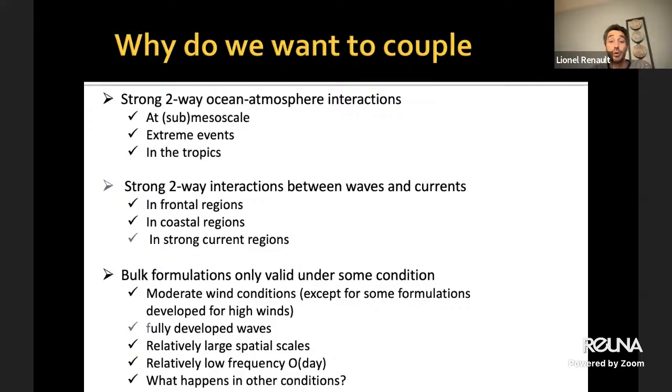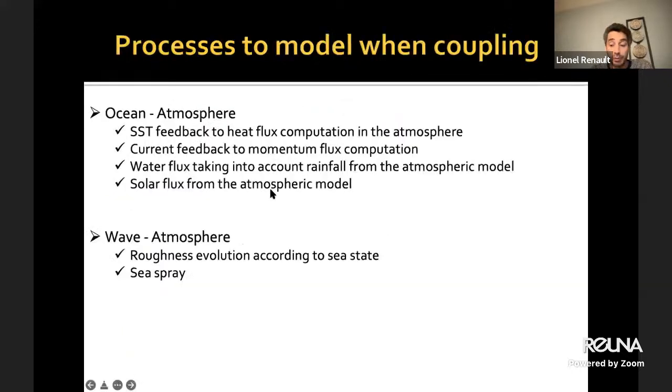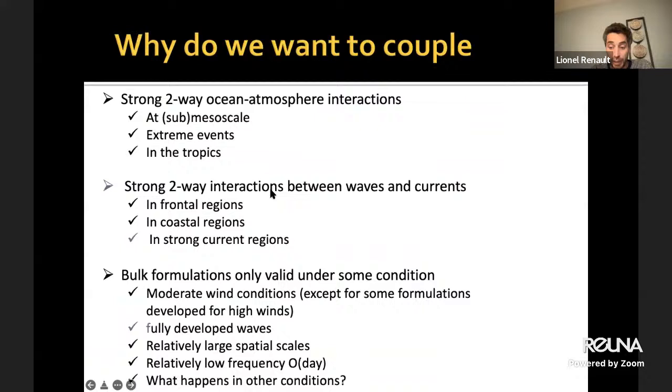There is also a large wave generated. And in the tropics, where we know that it has been shown that we have large exchange of heat between the ocean and the atmosphere, there is also strong interaction between waves and currents. So in frontal regions, for example, where the currents can largely have an imprint on the waves, in coastal regions too, and in strong current regions, such as western boundary currents, the Gulf Stream and the Agulhas current, for example.